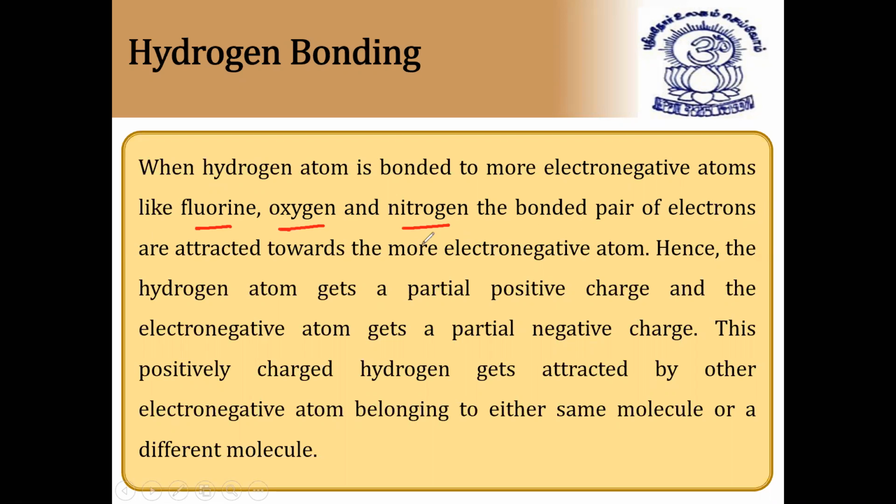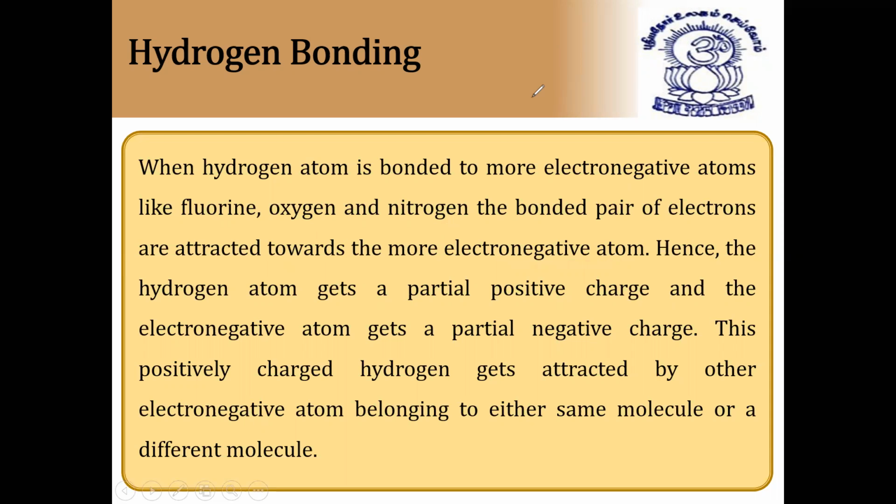The bonded pair of electrons is attracted towards the more electronegative atom. Hence, the hydrogen atom gets a partial positive charge because hydrogen loses electron density, and the electronegative atom gets a partial negative charge. This partially charged hydrogen gets attracted by an electronegative atom belonging to either the same molecule or a different molecule. So that is called hydrogen bonding.